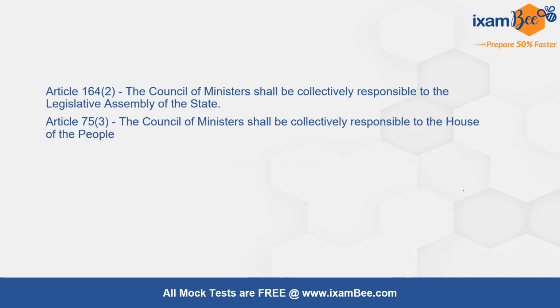This is given under Article 164 and 75. Article 164 talks about the state: the Council of Ministers shall be collectively responsible to the Legislative Assembly of the state, and Article 75 talks about being collectively responsible to the House of People, that is Lok Sabha.